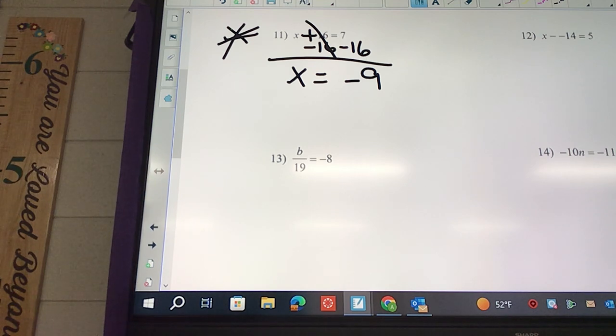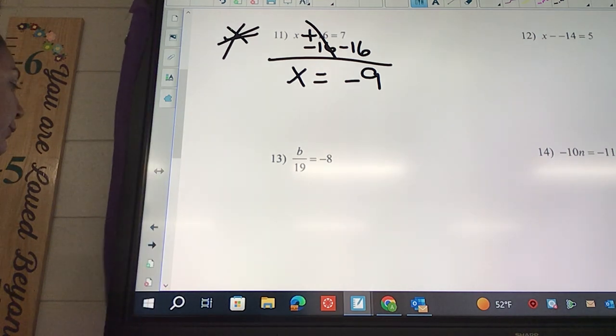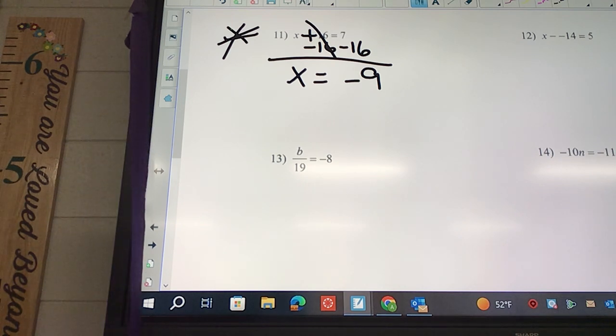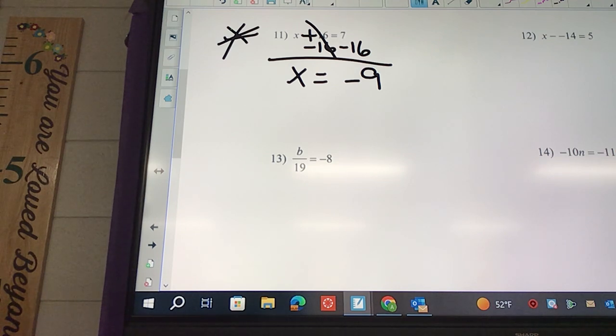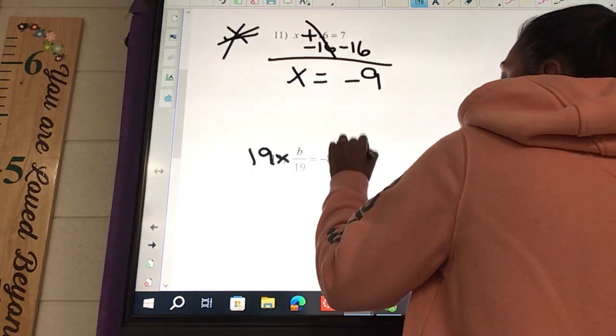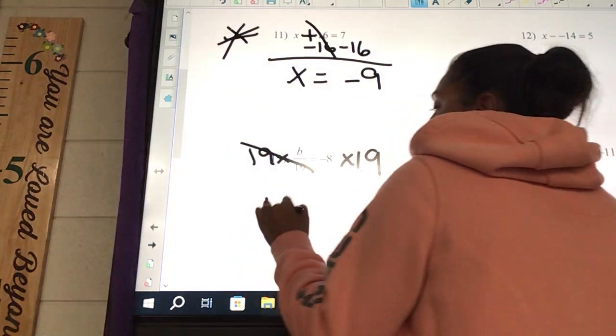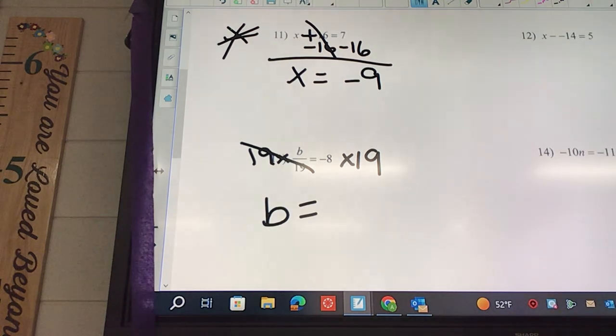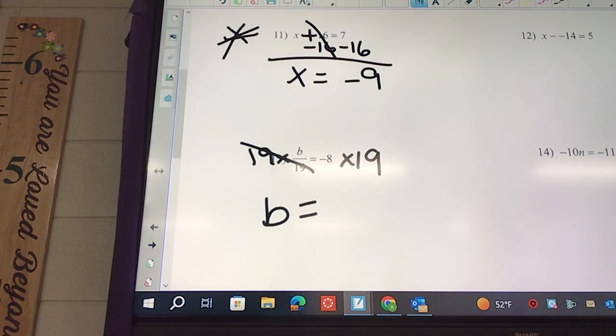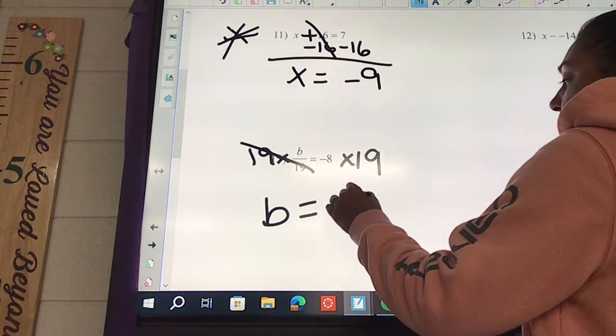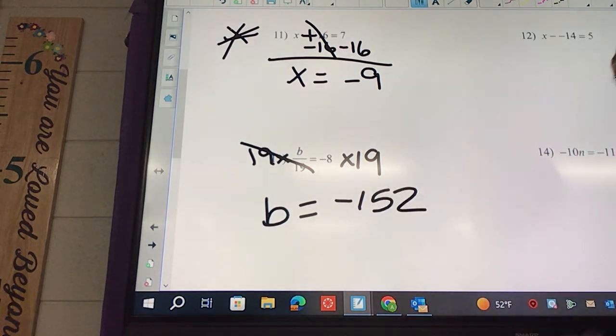Okay, 13. What needs moved? The 19, how do I move it? Multiply, good. All right, now it says b divided by 19, so we're going to say times 19 on both sides. And I don't know what that is, so hopefully one of you guys types it. Okay, what is negative 8 times 19? Negative 152.